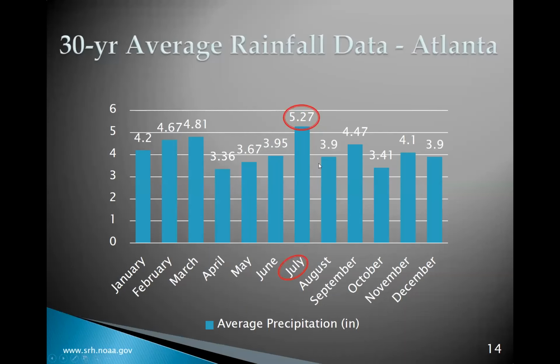So this is just, like I mentioned previously, a 30-year average rainfall data. And you think about it, in July is when we get the most rainfall. And that's typically these afternoon thunder showers. So we get the heat during the day.